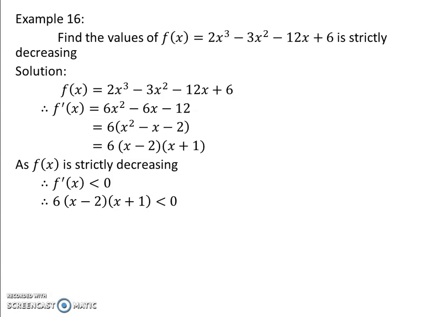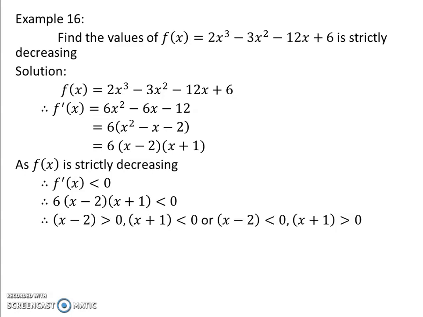We divide by 6, a positive number. So we get two numbers whose product is negative. So one of them must be negative. So x minus 2 greater than 0 and x plus 1 less than 0, or x minus 2 less than 0 and x plus 1 greater than 0. That may be the possibility. Therefore x greater than 2 and x less than minus 1, or x less than 2 and x greater than minus 1. So x greater than minus 1 and x less than 2 means minus 1 less than x less than 2.